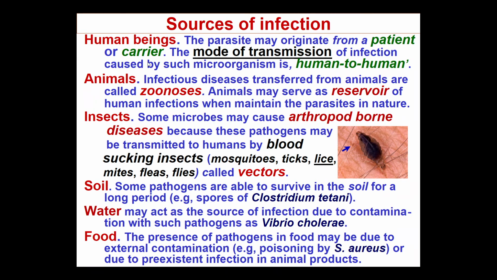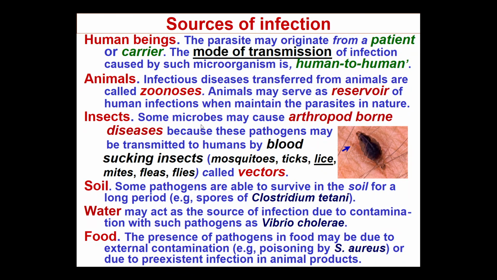And infection is now named anthroponosis if human to human transmission is happening. Animals. Infectious diseases transferred from animals are called zoonosis. Anthroponosis is a disease that spreads among humans, zoonosis spreads among the animals. Animals may serve as the natural reservoir of human infections when maintaining the parasites in nature.